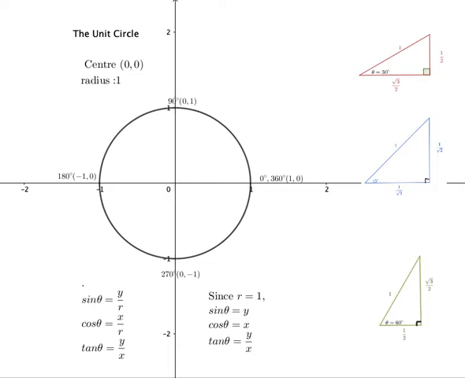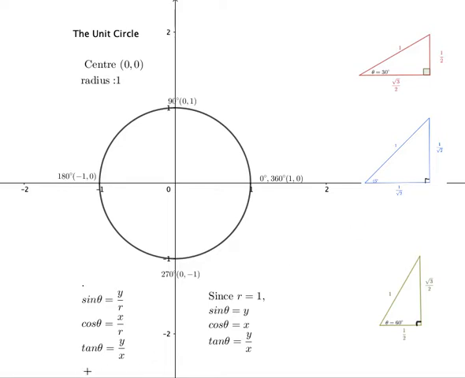Today we're going to look at the unit circle. By definition, the unit circle is a circle with center 0, radius 1. The unit circle offers us insight into the special triangles of 30 degrees, 45 degrees, and 60 degrees, along with all of the related triangles.